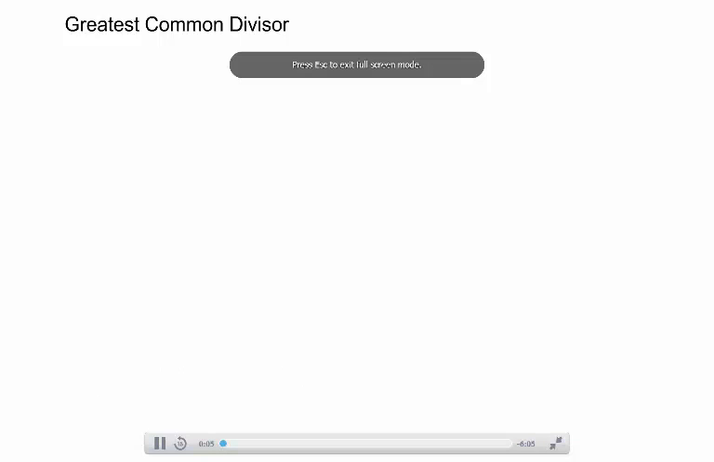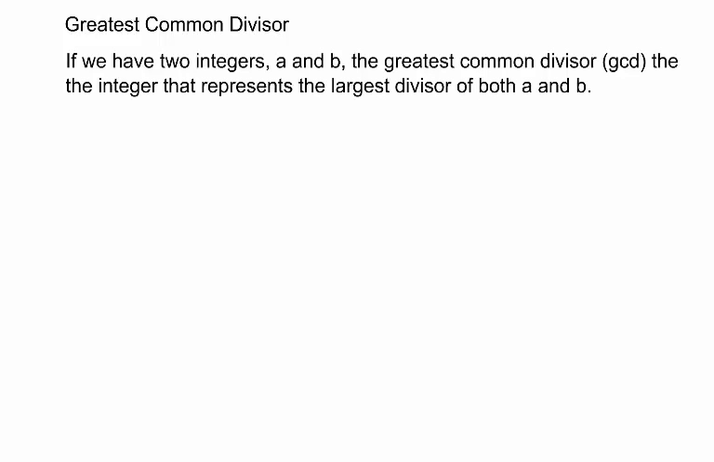In this video, we are going to talk about the greatest common divisor. If we have two integers, a and b, the greatest common divisor, or GCD, is the integer that represents the largest divisor of both a and b.